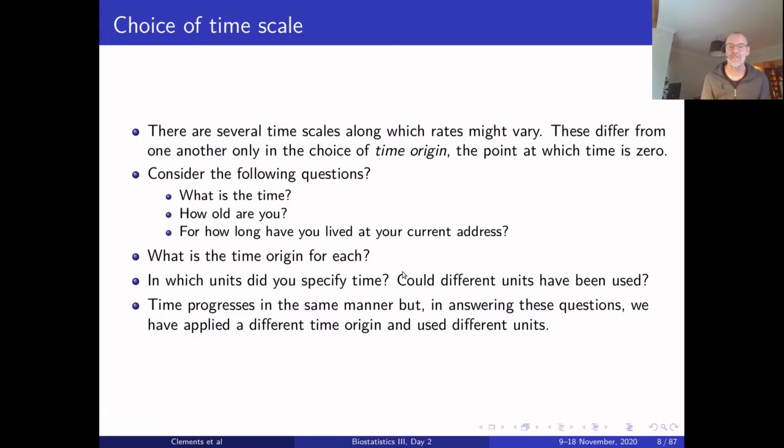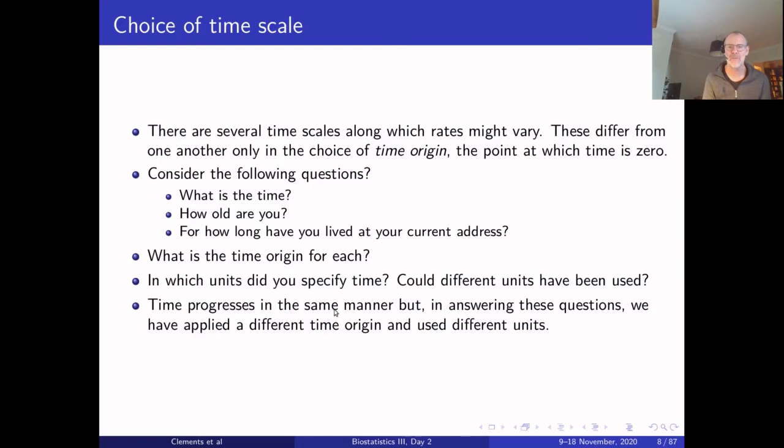Choice of timescales. There are several timescales along which the rates may vary, and these differ from one another in the choice of time origin, so the point at which time is 0. So consider the following questions. What is the time? How old are you? And how long have you lived in your current address? What is the time origin for each of these? And in which units would you specify the time? And could different units have been used?